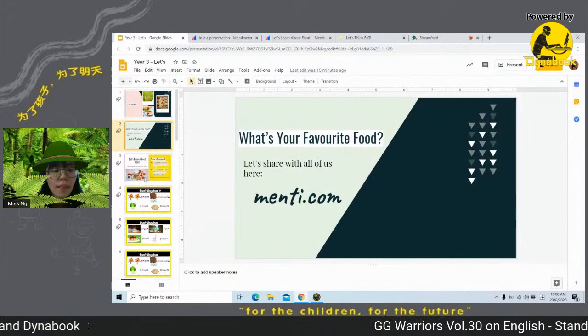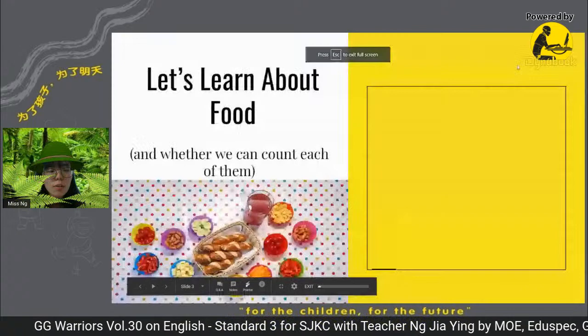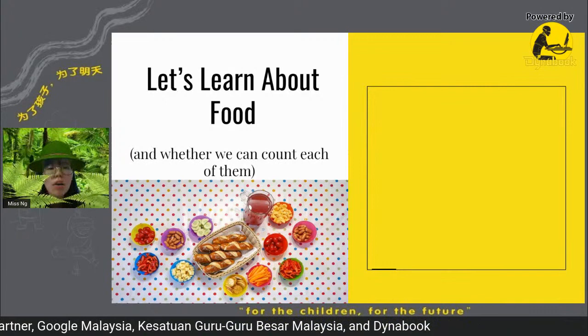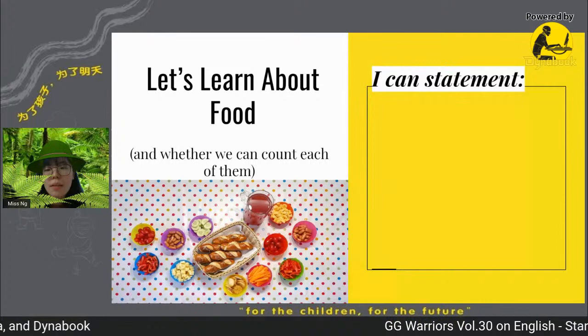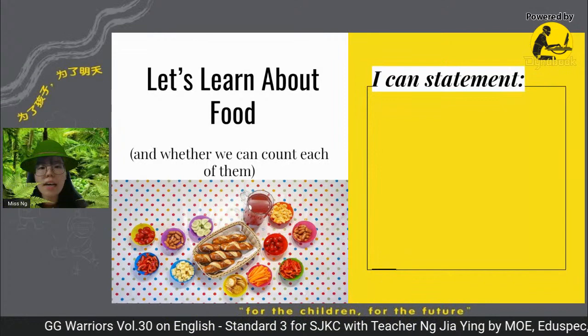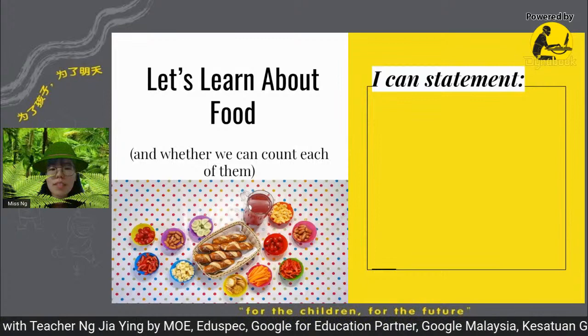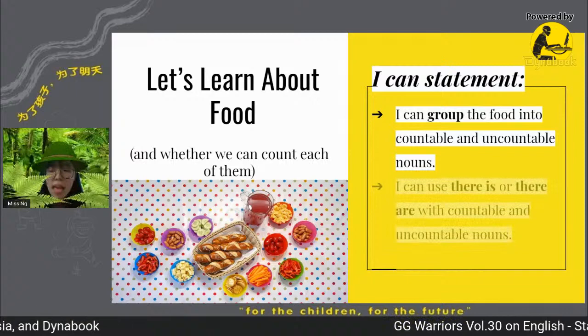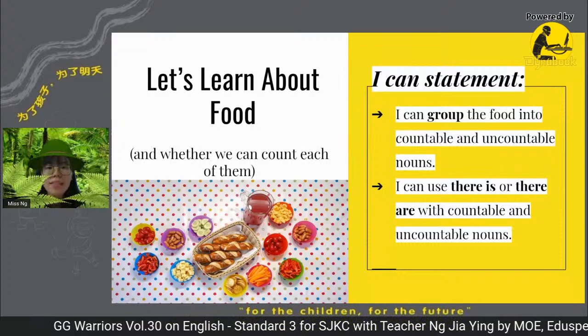After seeing so many types of food just now from your sharing, today we are going to learn about food and whether we can count all of them. Let's look into the I can statement for our lesson today. After today's lesson, you are going to tell yourself, I can do these two things. 我能够做到这两件事。Number one is I can group the food into countable and uncountable nouns. And number two, I can use there is or there are with countable and uncountable nouns.